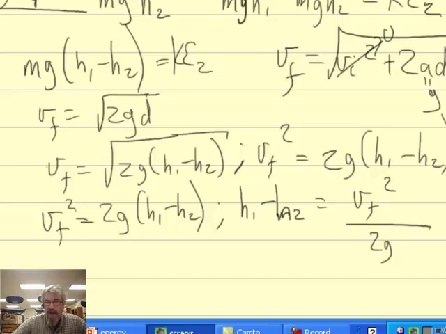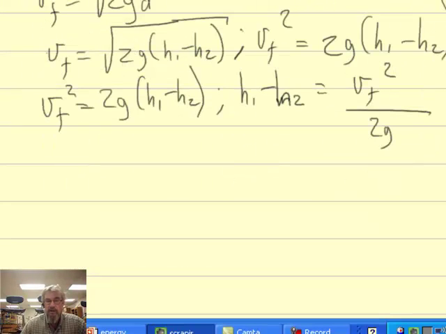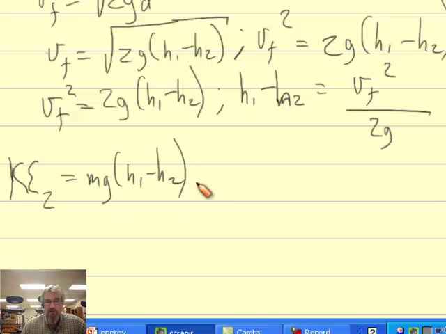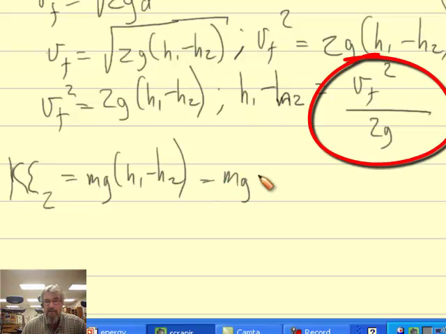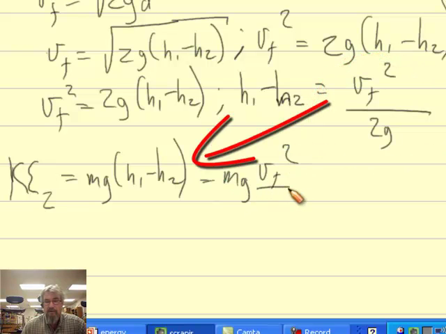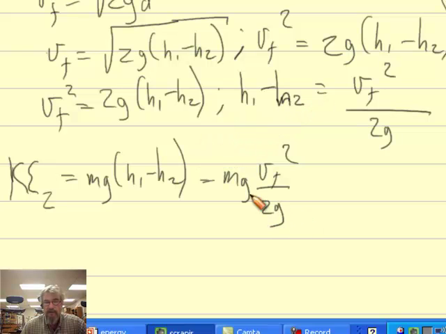So substituting that for h1 minus h2 in my equation that quantified KE2, the kinetic energy at state 2 for this moving object is equal to mg times (h1 minus h2), it said. Well, that's then equal to mg times Vf squared divided by 2 times g. And the g's cancel out of here, and this leaves me with this equation: m times Vf squared divided by 2. That's how much kinetic energy the object has.